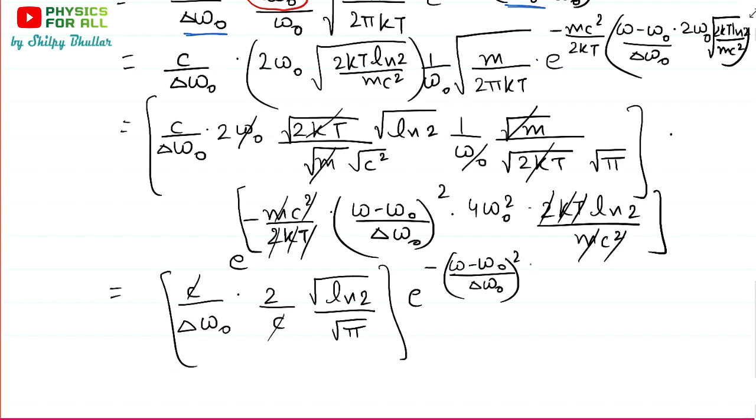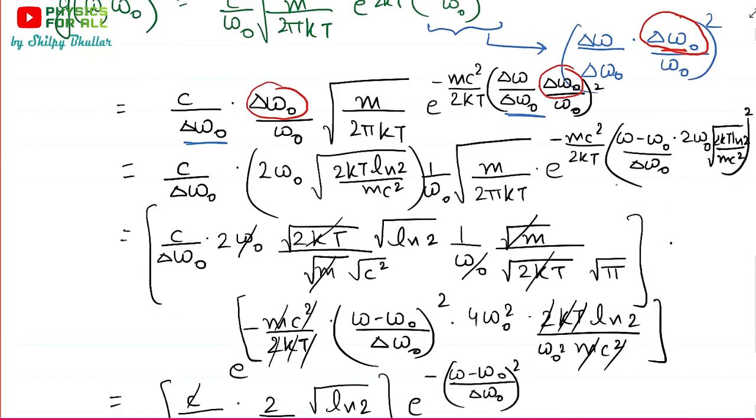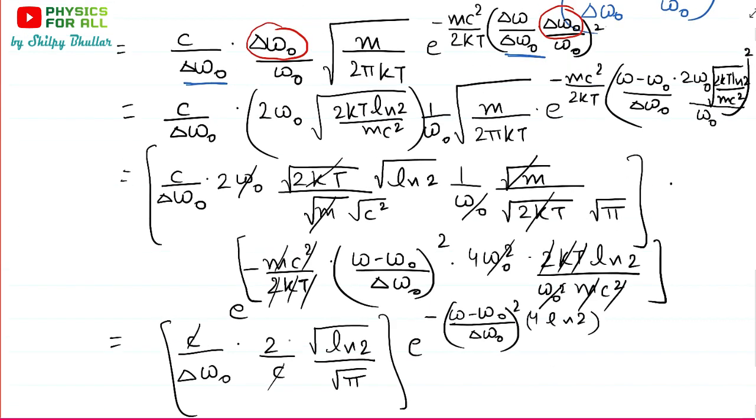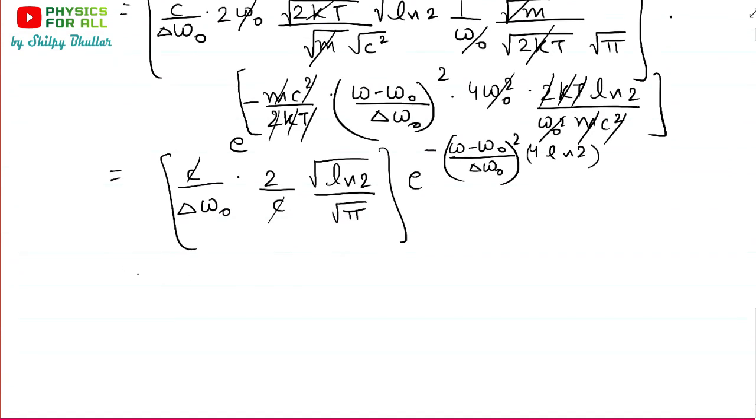And then what else? See, there was this omega naught square in the denominator also. If I haven't mentioned, I should mention it here, because here we had omega naught also. See this term, this term. I just missed it, but it is there. So this omega naught square will also get cancelled, and we have 4 ln2. That means now just arrange them properly.